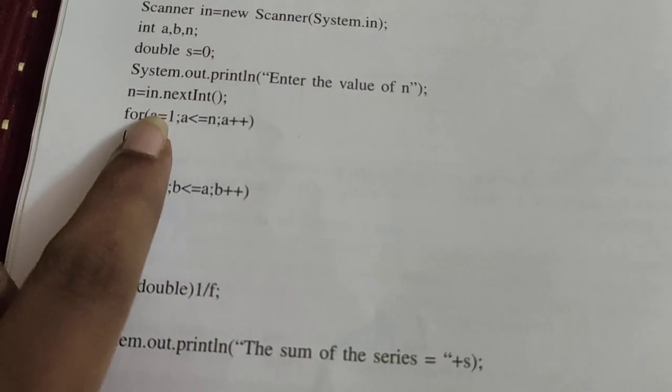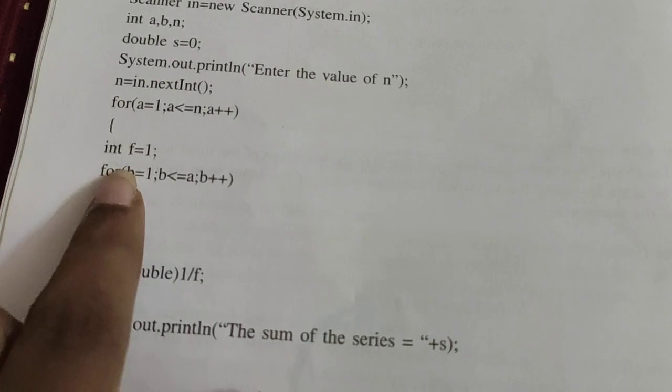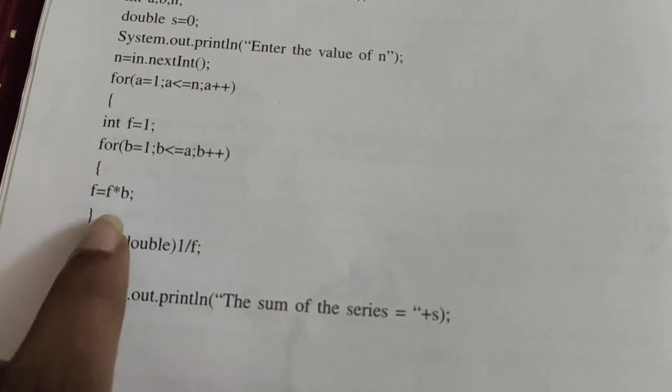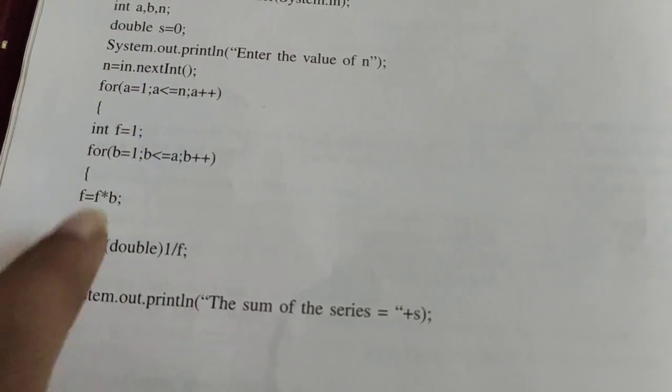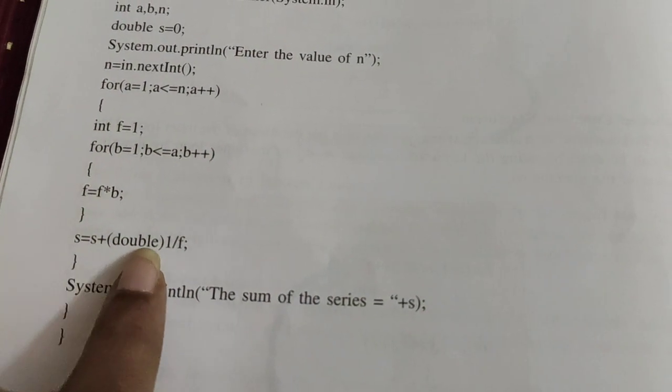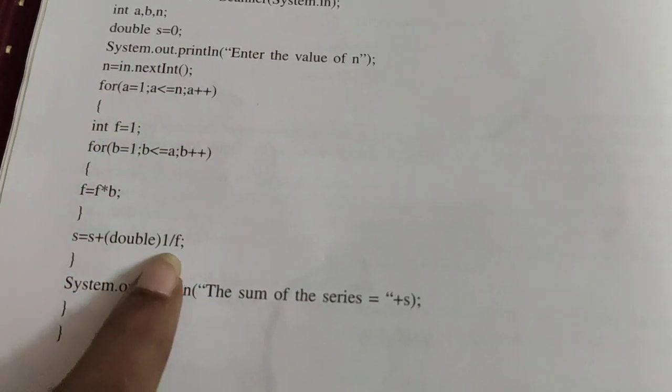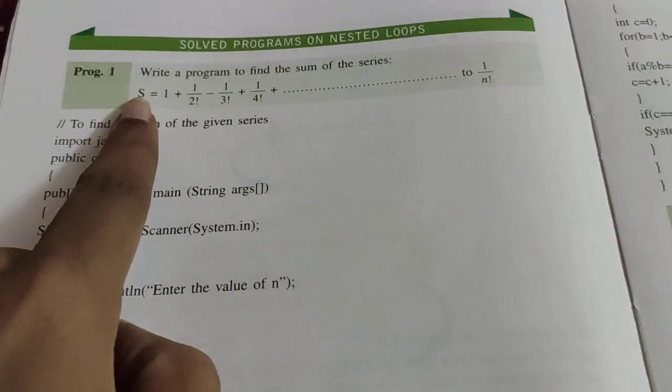So for the first iteration a is equal to 1, it will enter here, b is equal to 1 and f is equal to 1 into 1. So s is equal to s plus double 1 by f. So 1 by f is going to be 1 by 1. So the first term you got it.